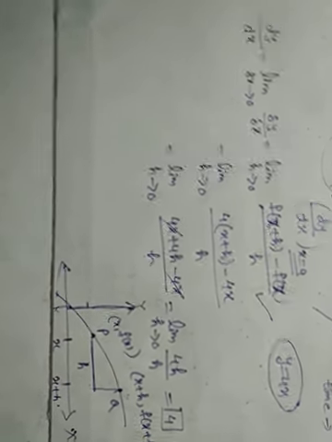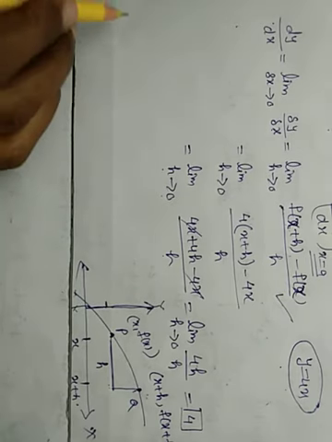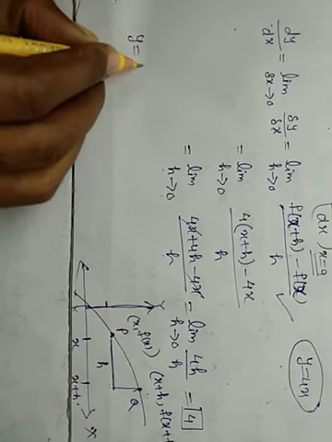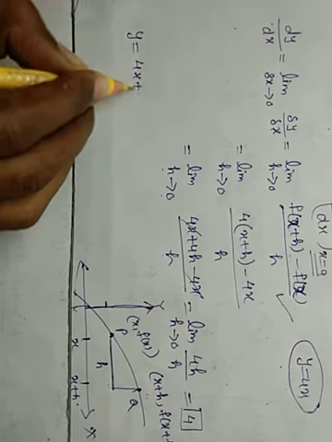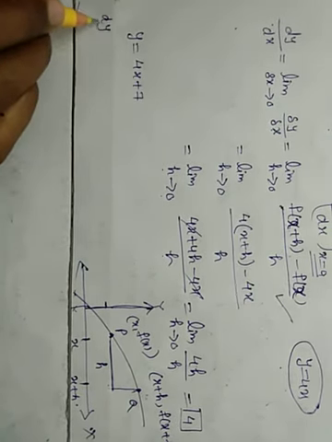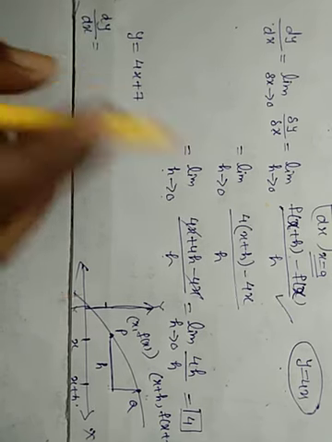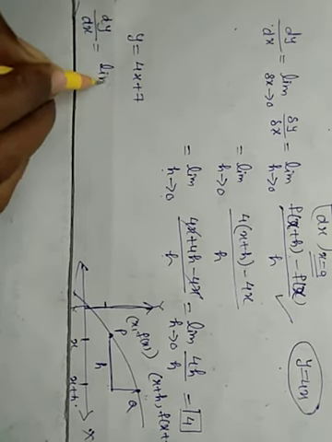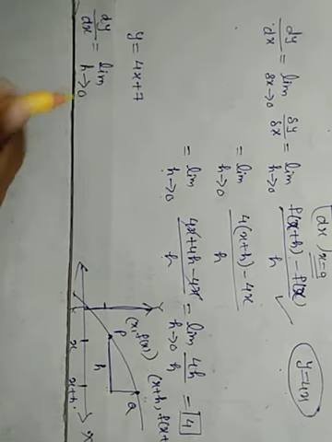Let us solve it for the second example. The second example was y equal to 4x plus 7. What dy by dx are we going to get? dy by dx is equal to, we will apply limit h tends to 0.